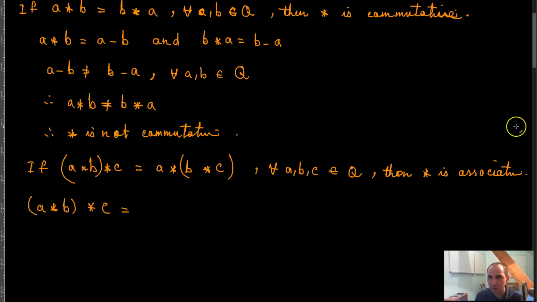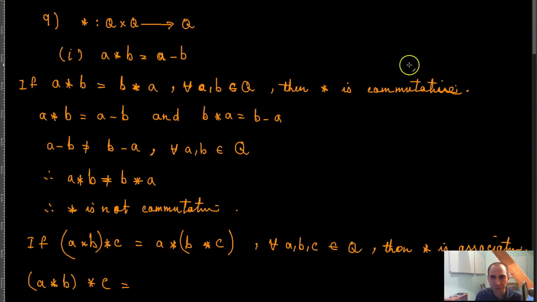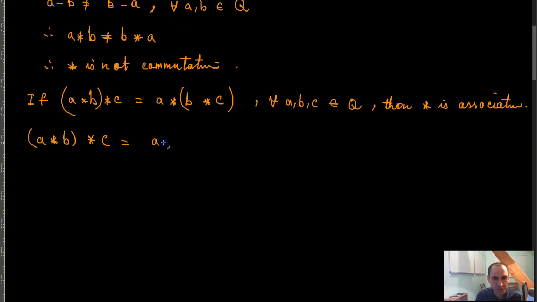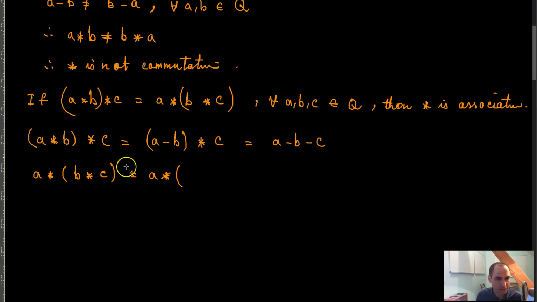So (A star B) star C: we said that A star B is equal to A minus B, so over here I can write (A minus B) star C, and that's the same thing as A minus B minus C. On the other hand, A star (B star C): B star C is the same thing as B minus C. Now A star this whole thing is the same thing as A minus this whole thing, A minus (B minus C), which is the same thing as A minus B plus C.